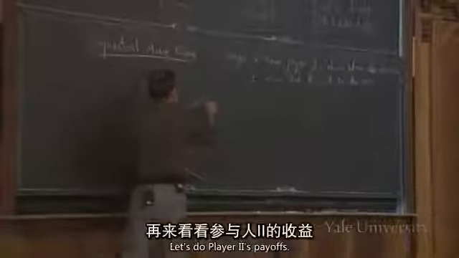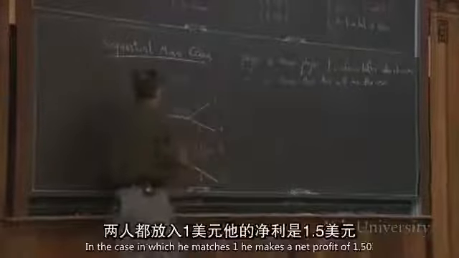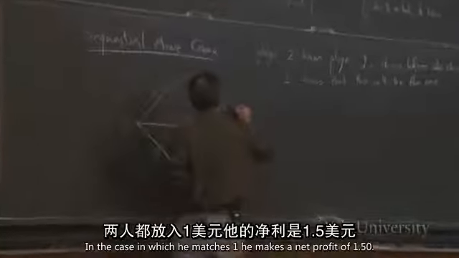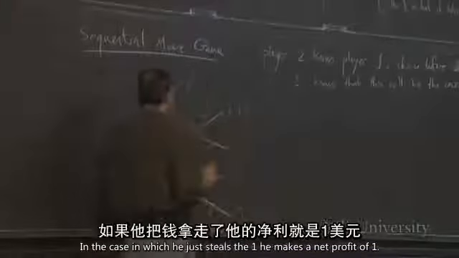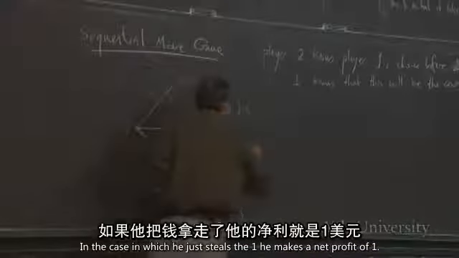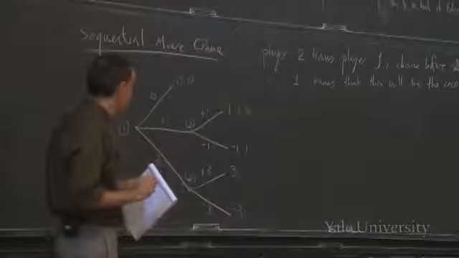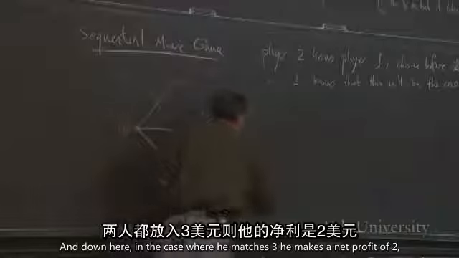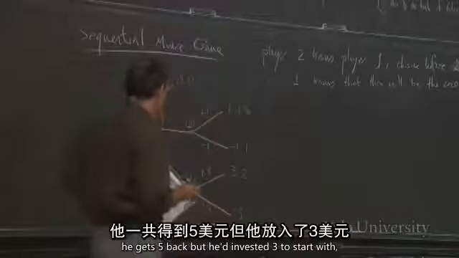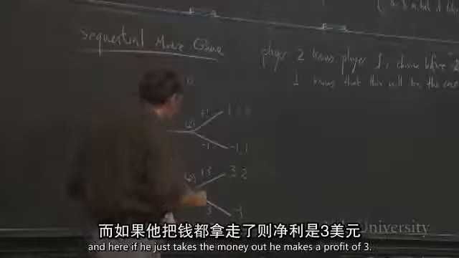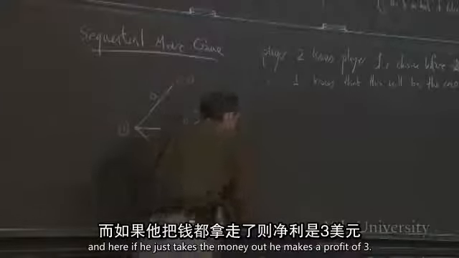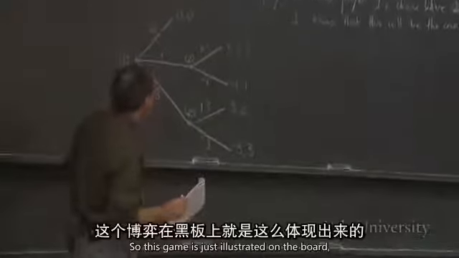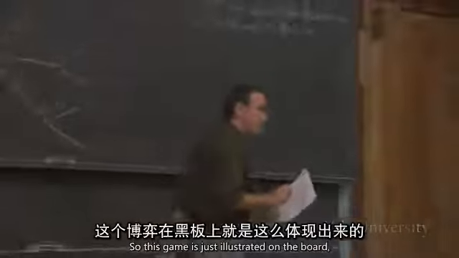Let's do player 2's payoffs. In the case in which he matches 1, he makes a net profit of 150. In the case in which he just steals the 1, he makes a net profit of 1. And down here, in the case where he matches 3, he makes a net profit of 2. He gets 5 back that he'd invested 3 to start with. And here, if he just takes the money out, he makes a profit of 3. All right? So this game is just illustrated on the board.